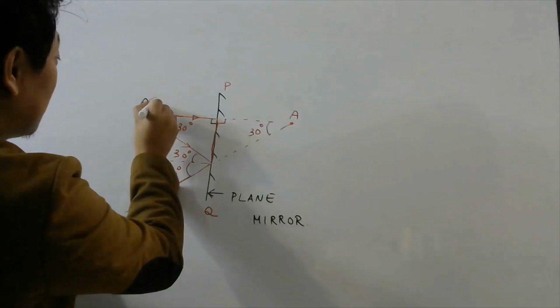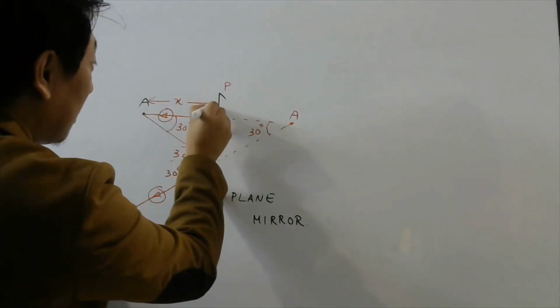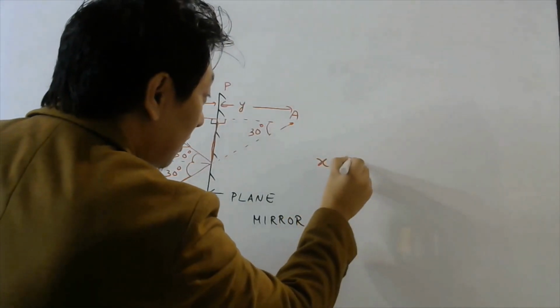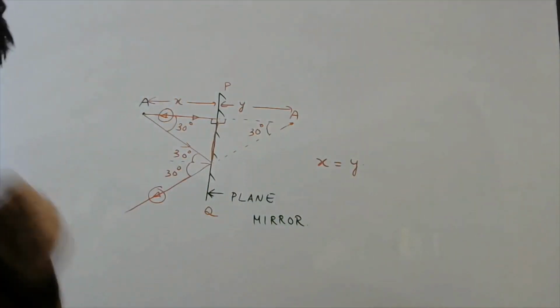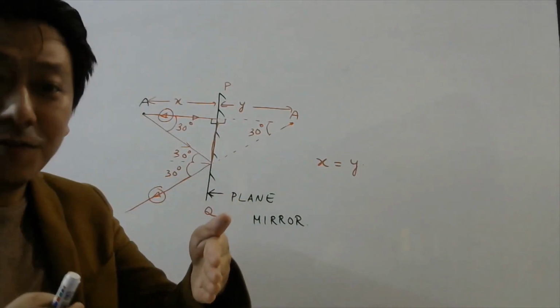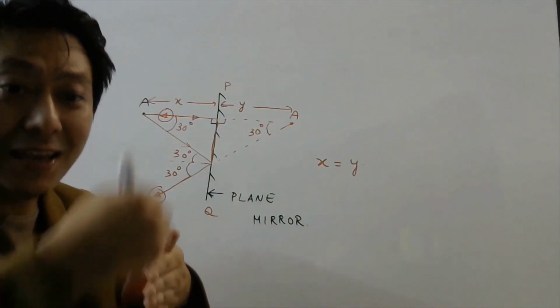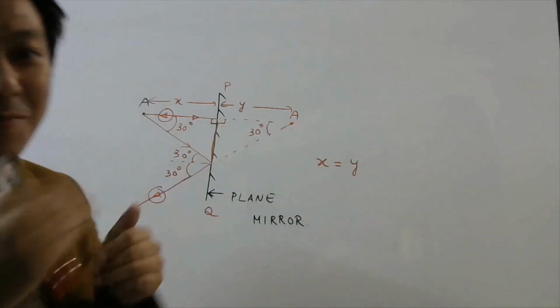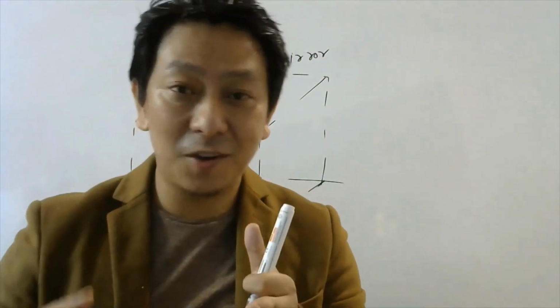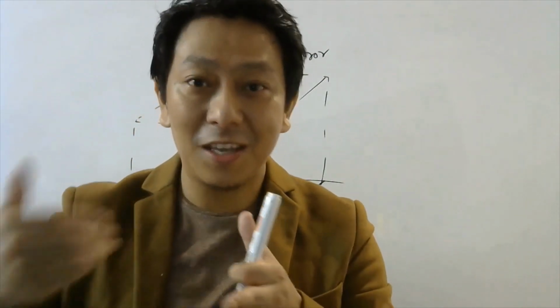Therefore, if I call this distance x and this distance y, then x must be equal to y. That means if you are 1 meter in front of the mirror, your image is exactly 1 meter behind the mirror. Keep this fact in your mind. So what we just learned is if there is an object 1 meter in front of the mirror, the image would be 1 meter behind the mirror.